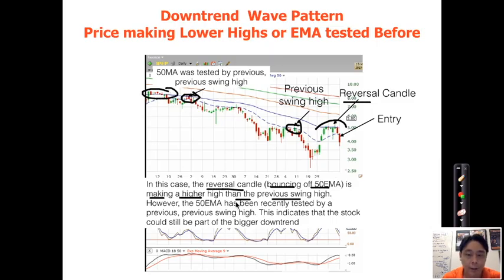So in this case, it has been recently tested by a previous swing high. So this indicates that the stock could still be part of a bigger downtrend. So in this case, I would take the trade.